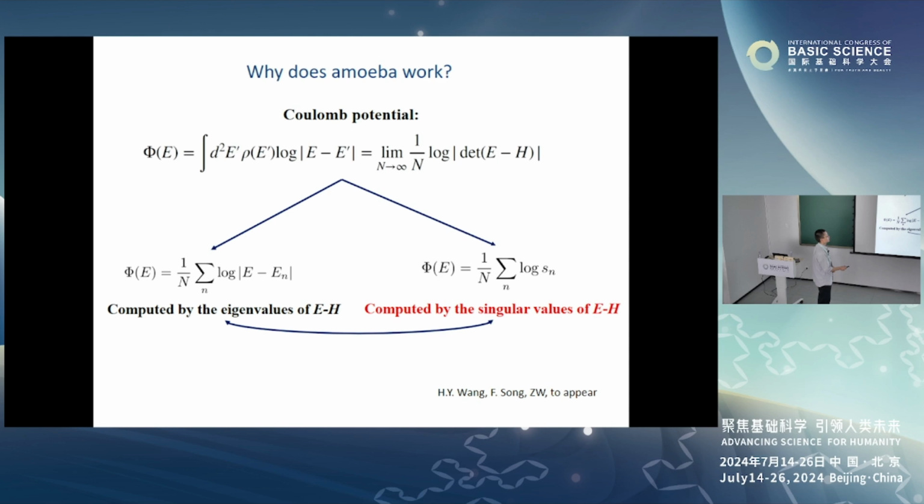The singular value is also a very useful description of a matrix. It's useful in many different contexts, but I will not explain much detail of this application. Let's just say that they can be calculated from the singular values of the E minus H.